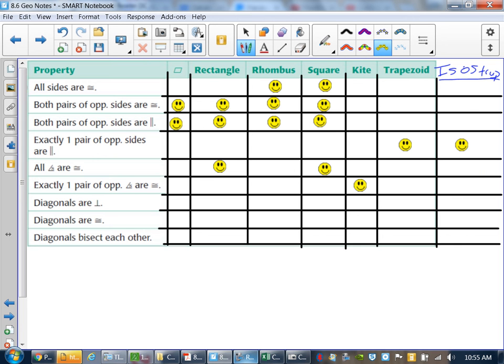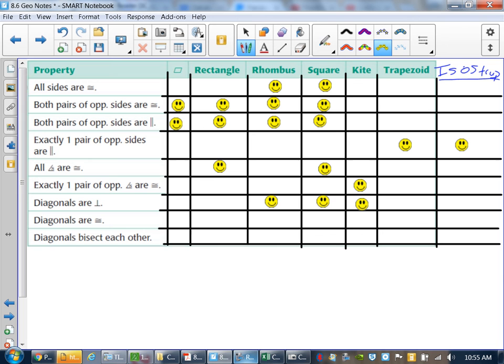Diagonals are perpendicular. Who has perpendicular diagonals? Rhombus, square. The rhombus, square, and kite do. The rectangle has the congruent diagonals, but not the perpendicular ones.